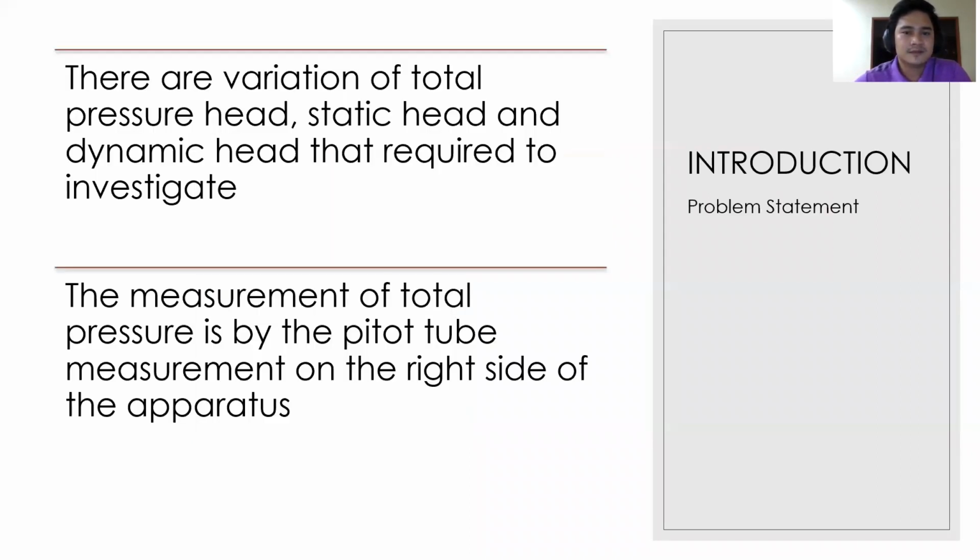Next, for the problem statements, there are variation of total pressure head, static head and dynamic head that required to investigate. The measurement of total pressure is by the pitot tube measurement on the right side of the apparatus. So static head is measured through the multi-tube manometer at the top portion of the apparatus.